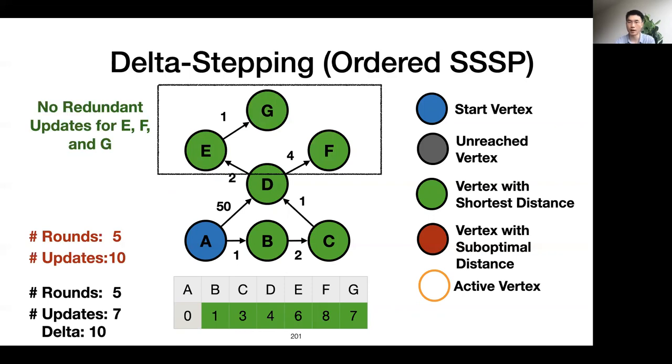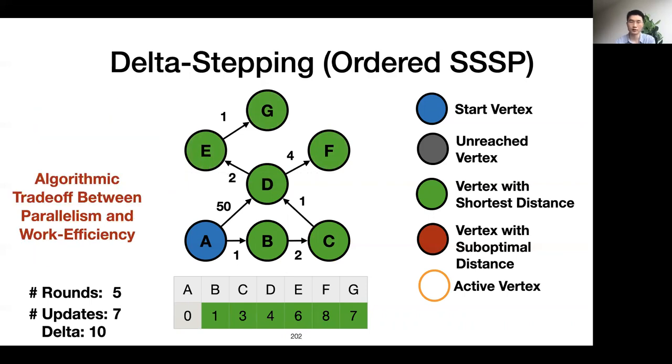So compared to the unordered one, we only need 7 updates, and we're able to save the redundant updates for E, F, and G. So as you can see, the intuition here is that with this ordered algorithm, when it's available, it's essentially making a trade-off between parallelism and work efficiency.